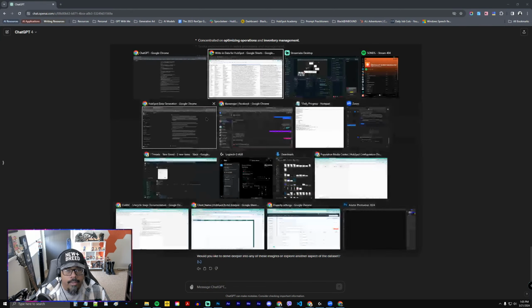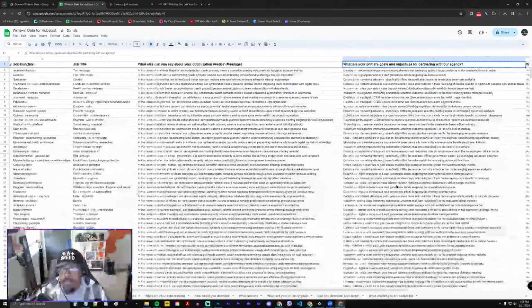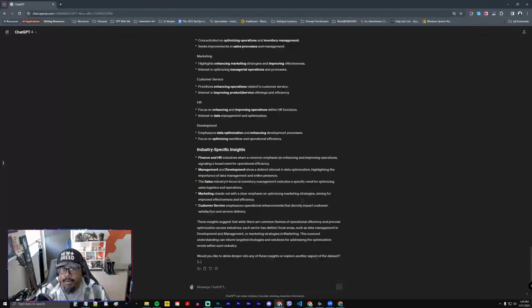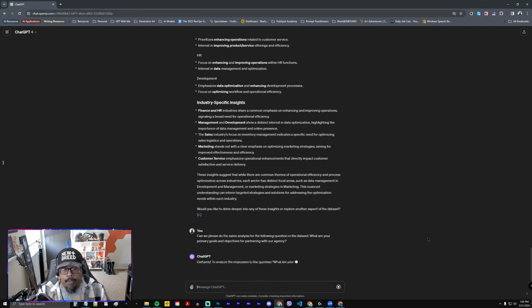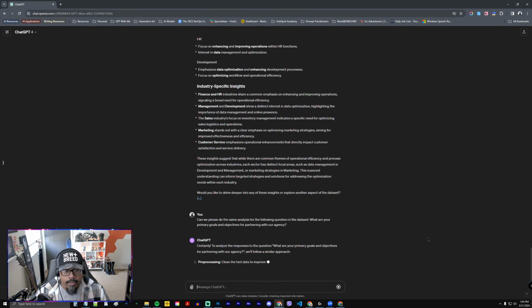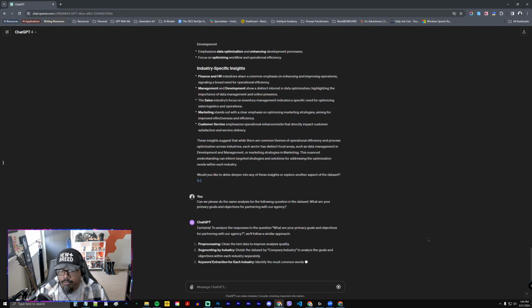Okay, so now let's take a look at the question for primary goals and objectives, right? That's an up there question when it comes to intake. So now we're going to look at the primary goals and objectives aspect of it, and we're going to do the exact same processing and cross-referencing and segmentation that we did before.